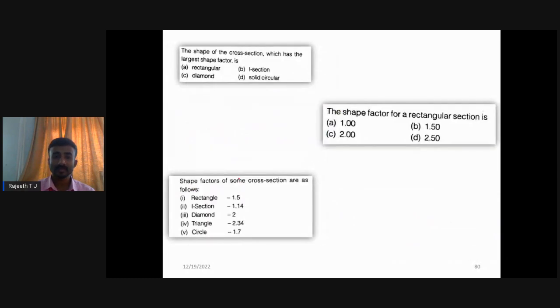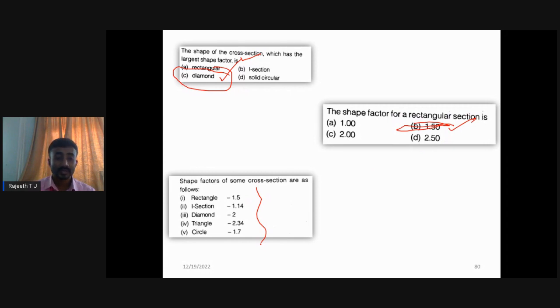Again, there are so many questions on shape factors. You need to remember them for basic geometrical shapes like rectangle, I section, diamond, triangle, and also circle. Now I will go further with this question: which cross section has the largest shape factor? Just now we discussed it: the diamond shape. Out of rectangle, I section, solid circular and diamond, diamond will have the larger shape factor. The shape factor of the rectangle is 1.5. You should remember this value.